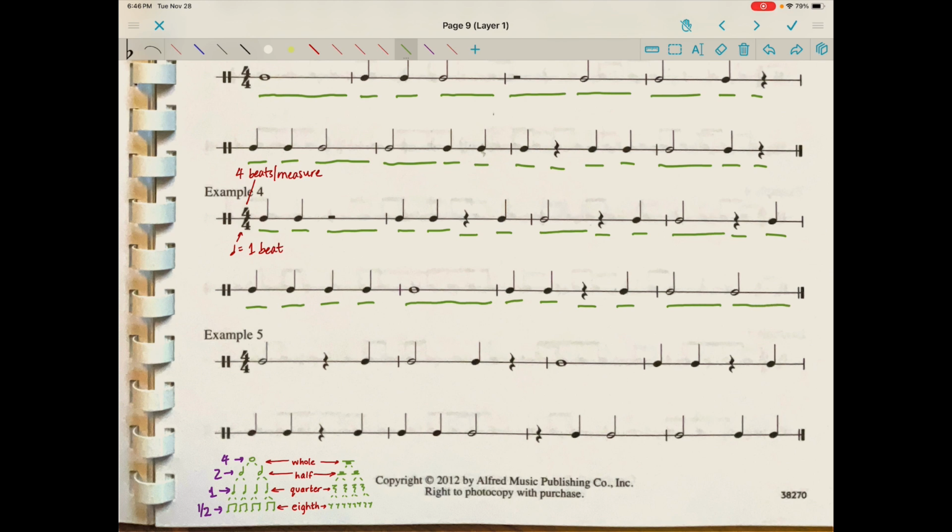Moving on to example 5. Ready, speak. Do, do, do, do. Do, do, do. Do, do, do. Do, do, do, do. Do, do.